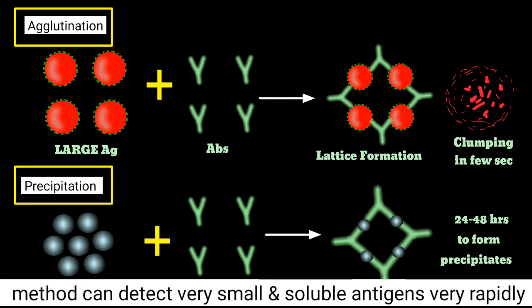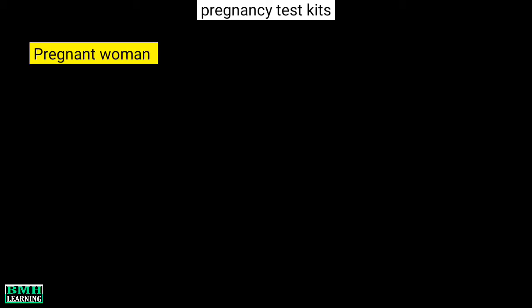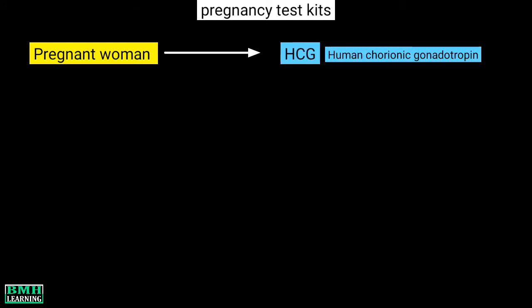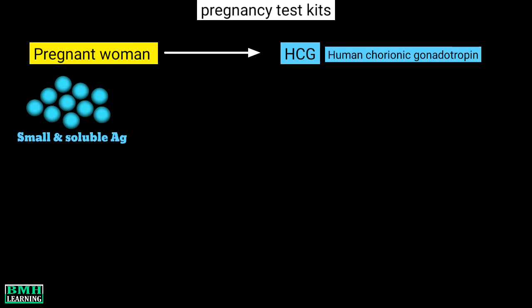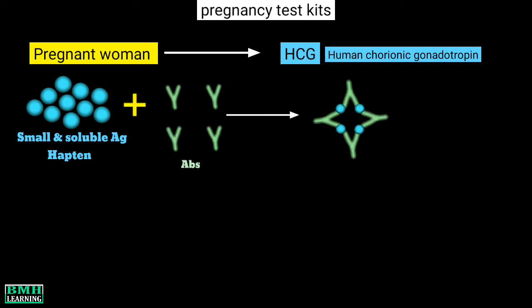The principle of the agglutination inhibition test was used in old pregnancy test kits. So let's discuss the principle with that example. Pregnant women secrete a hormone called HCG in their urine. Now, this HCG is a very small and soluble molecule. In some books, you will find it written as hapten, since it's antigenic and not immunogenic in nature. So, being a small and soluble molecule, the hapten will not show agglutination with its specific antibody. But the agglutination still can be achieved.